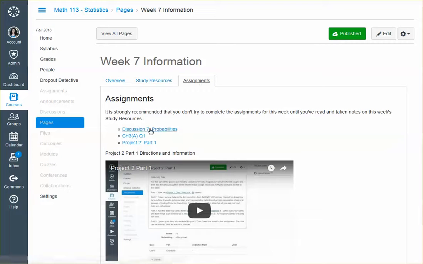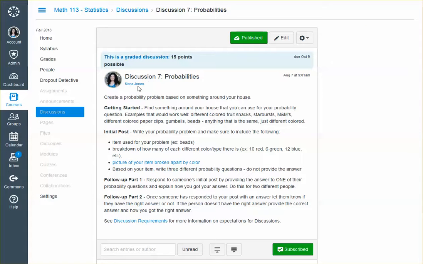For assignments, we've got our discussion 7 probabilities. This one is create a probability problem based on something around your house. This is a simple probability. So find something around your house that you can use for your probability. Examples that would work well: different colored fruit snacks, Starburst, M&Ms, different colored paper clips, gumballs, beads. Anything that's the same, just different colored.